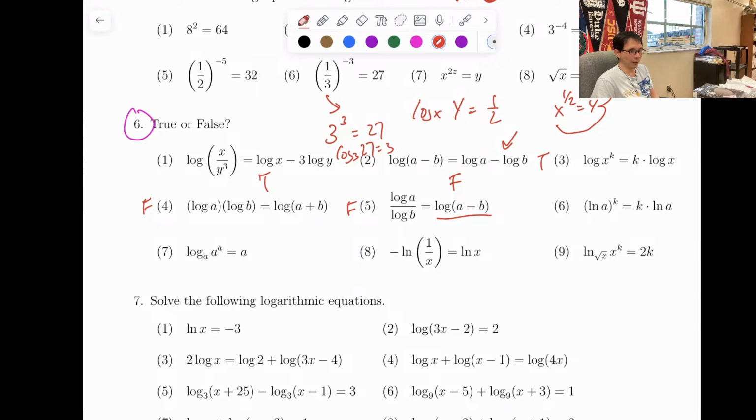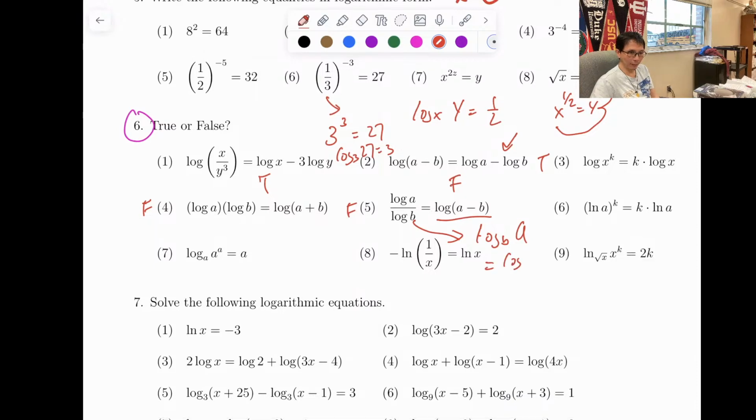It cannot be log of a over log b. In order to get log a over log b, it is actually log base b of a, like this. And that's equal to log of a over log of b. So this can only be equal to that, but it does not equal to this. So that's false. And then this one, it doesn't have an identity that does that. So that's false. This one's true.